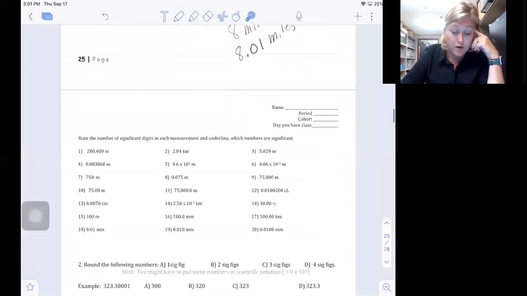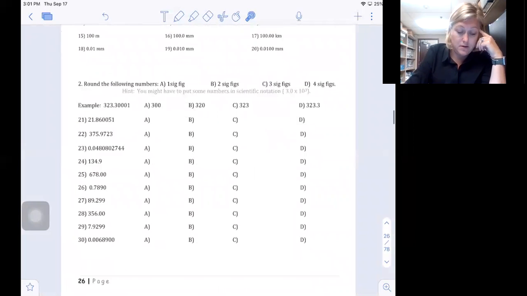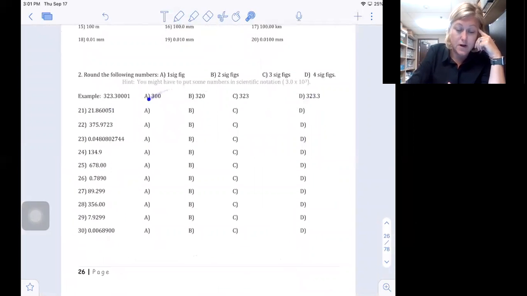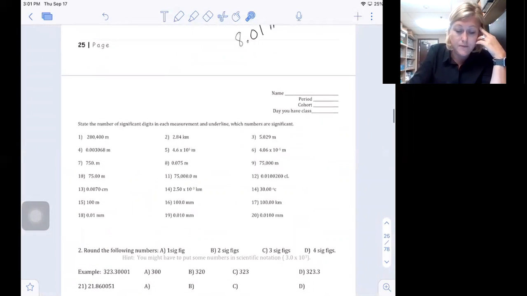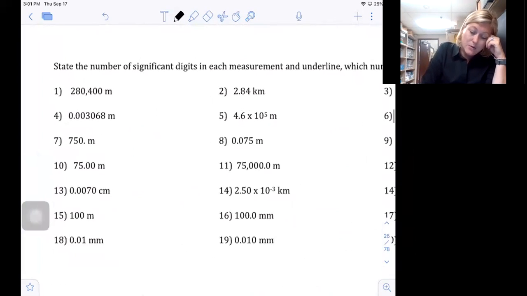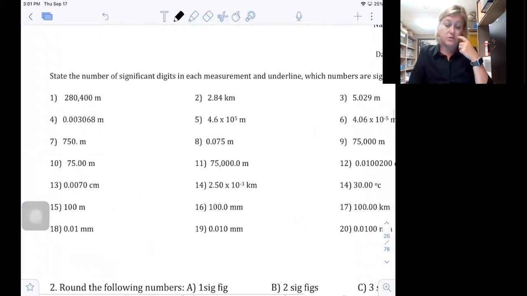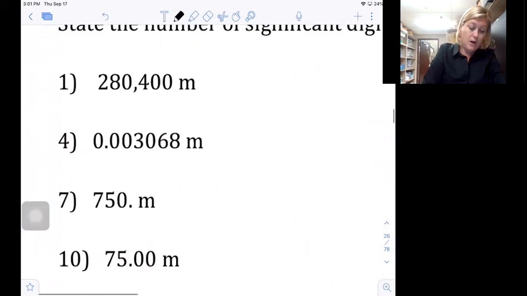Now, what you're going to need to do is complete this page right here and tell me how many significant figures there are. Let me do a couple of problems for you to show how this looks, so you know what to write down. On page 26, it says, state the number of significant digits in each measurement and underline the numbers that are significant. So here we go.